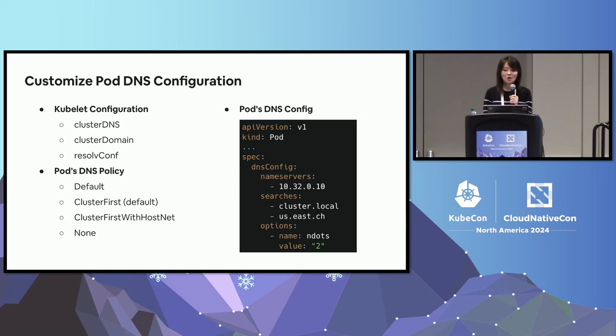ClusterFirstWithHostNet is for pods running with host network that should explicitly set the policy to use the cluster DNS server. None means all DNS settings are supposed to be provided using the DNS config field in the pod spec. And yep, the DNS config field in the pod spec is another way to customize pod DNS configuration. It allows you to define all the pod DNS configurations.